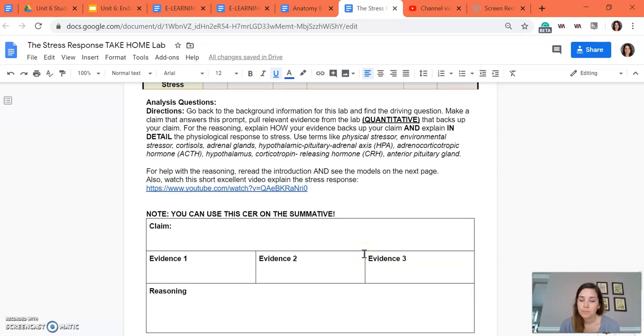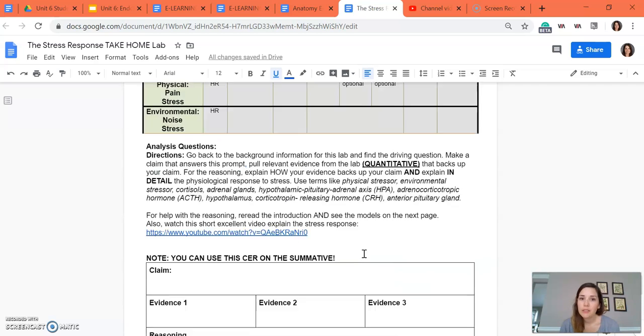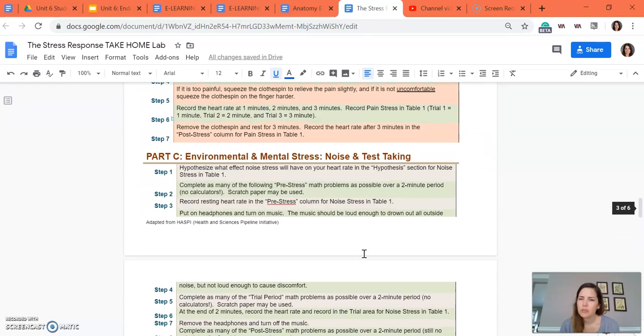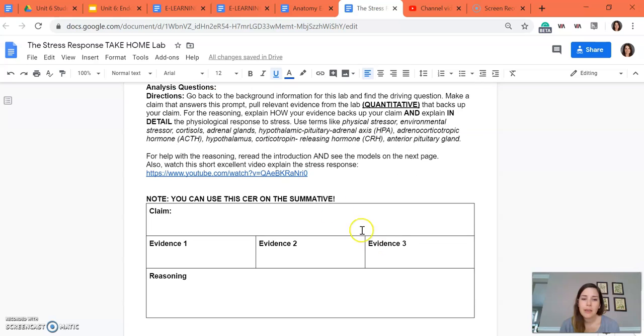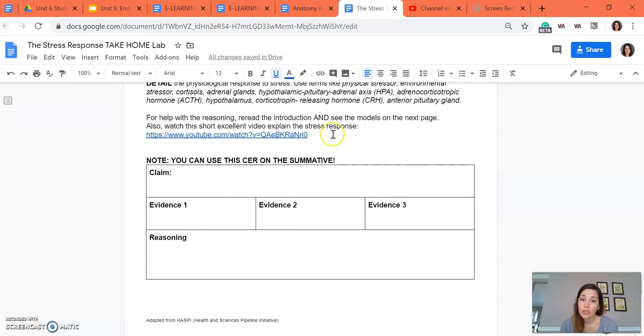All right, so you guys get 2 days to do this, Monday and, excuse me, Tuesday and Wednesday. And then for the summative, this same exact CER is on the summative. So if you complete this on here, you can just copy and paste this into your summative. And I should hopefully have time to give you guys individualized feedback on Wednesday. So make sure you make the changes that I suggest for the summative. All right, please let me know if you guys have questions.